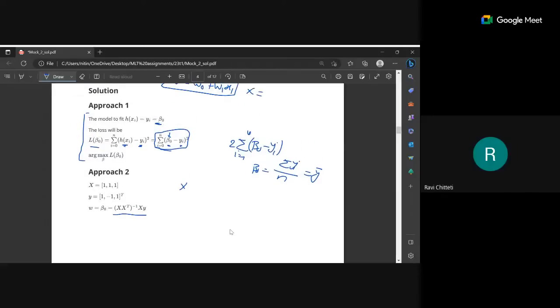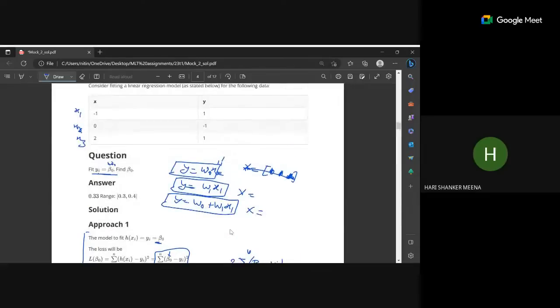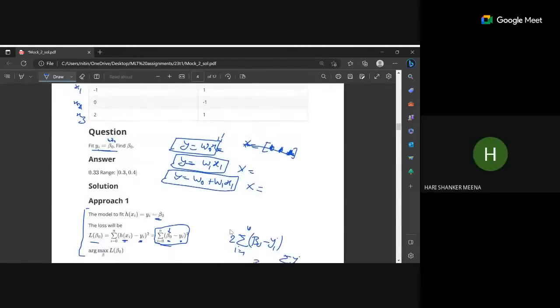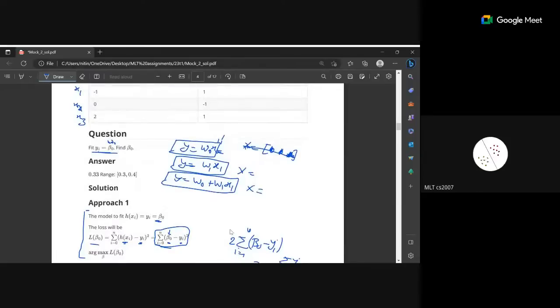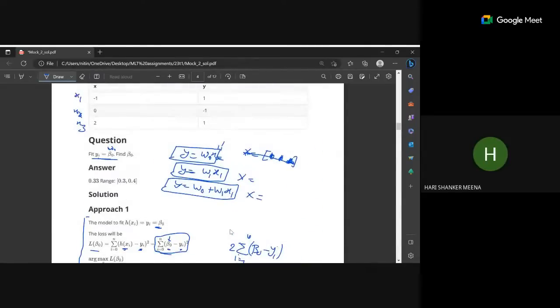That beta naught is going to be the average of each of them, because... I think I got this way. What I mean to say, just keep the beta naught, and instead of yi, just keep putting the yi value. So we have 3 points over here, right? We do the summation. Beta naught minus first y point, plus beta naught minus second y point, plus beta naught minus third y point, equal to zero.